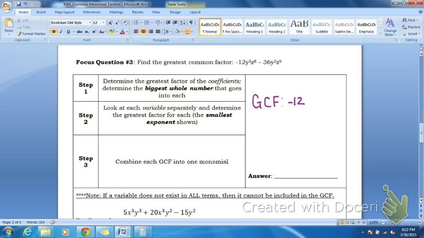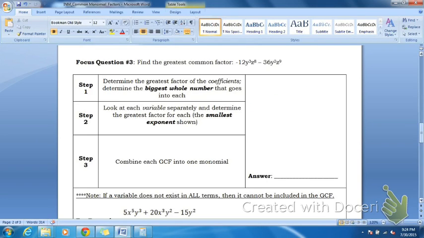Okay, moving on to the variables. We look at y to the third compared with y squared. Those both share, or both are divisible by, the lowest, y squared. So we can include that. And then when we look at z to the 8th versus z to the 9th, we know the smaller exponent is z to the 8th power. So our answer to that one is negative 12 y squared z to the 8th power. Hopefully this seems simple enough, but if you have questions, please make sure to ask.